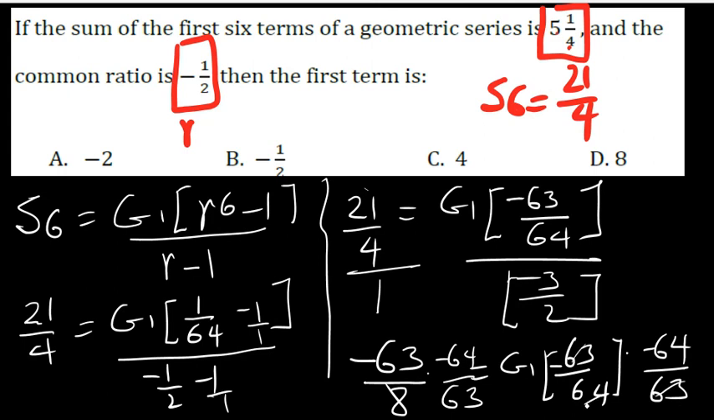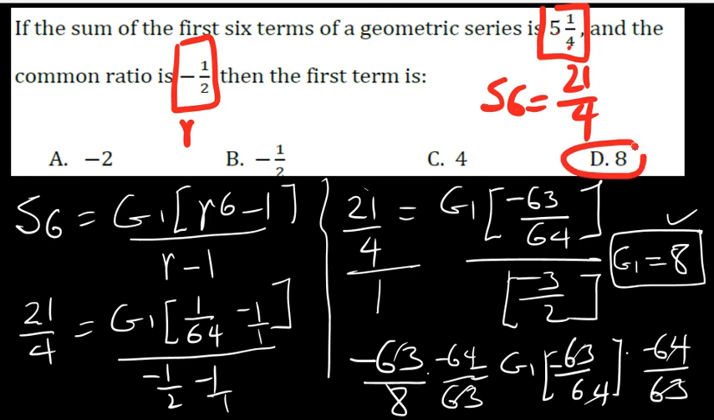So this cuts out, and the negative also cuts out. So g1 is left finally. g1 will be equal to, here 63 cuts out and the negative also, and 64 by 8 is 8. So g1 will be 8. That's what we are asking. We are looking for g1. So the answer will be D. Let's go to the next question.